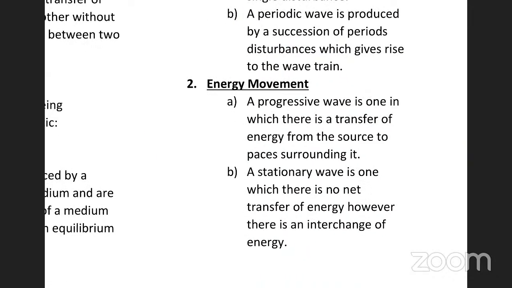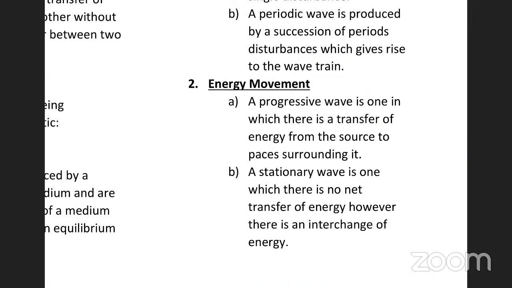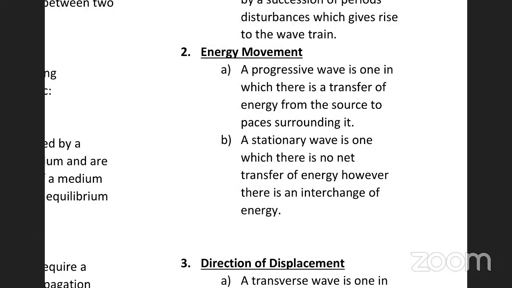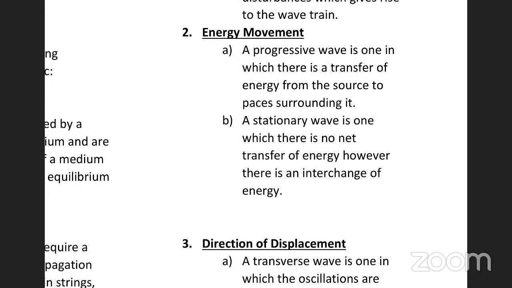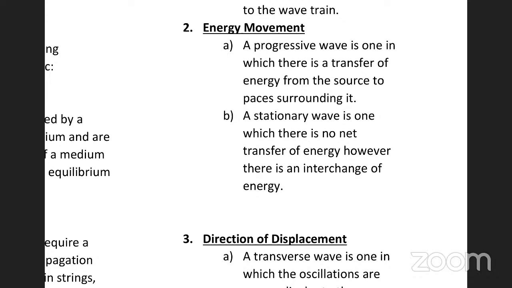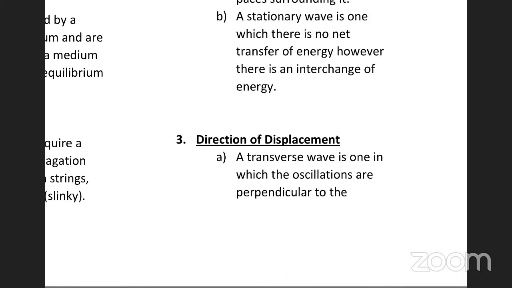A progressive wave is one in which there's a transfer of energy from the source to the places around it. A stationary wave is where there is no net transfer of energy, however, there's an interchange. So it might change from one form to the next, right? So we're going to focus mainly on progressive waves today, and then we'll focus on the stationary waves next day.